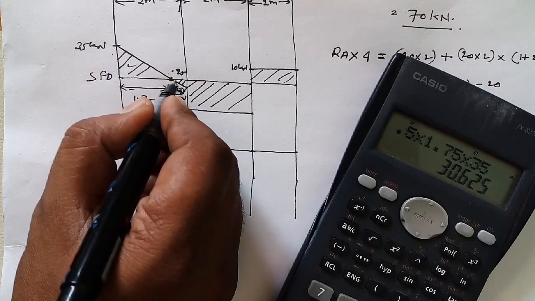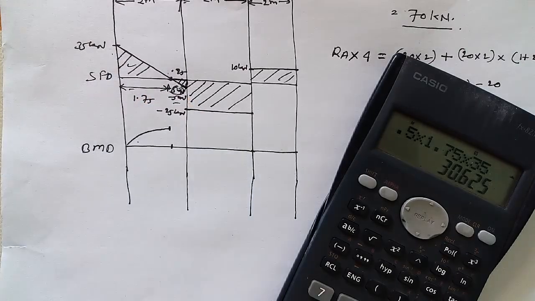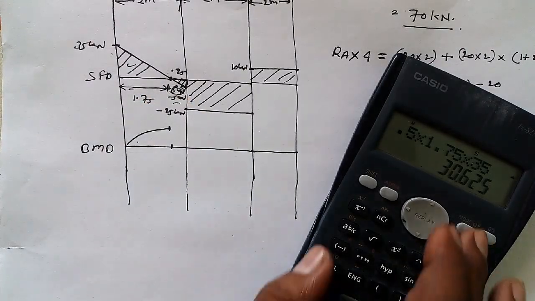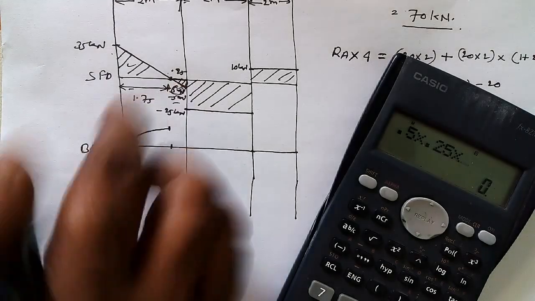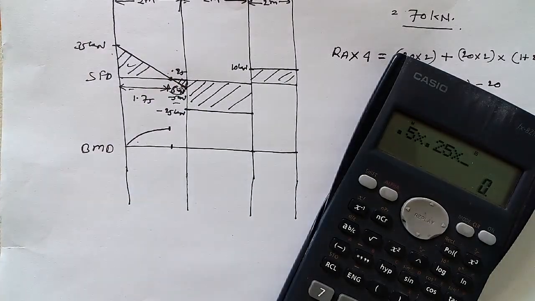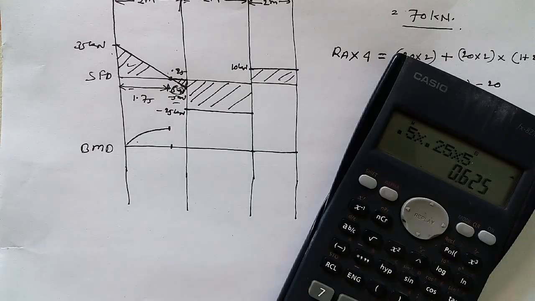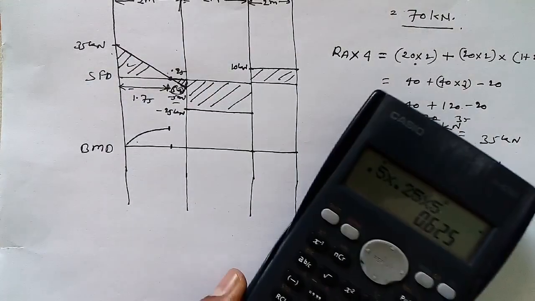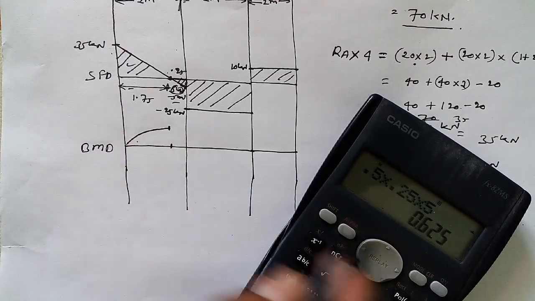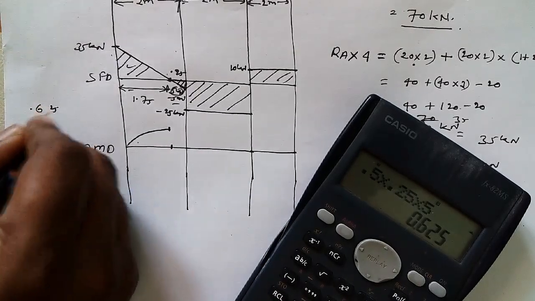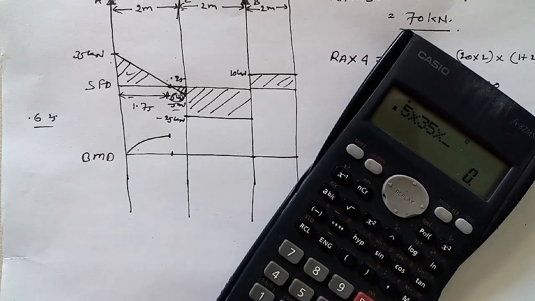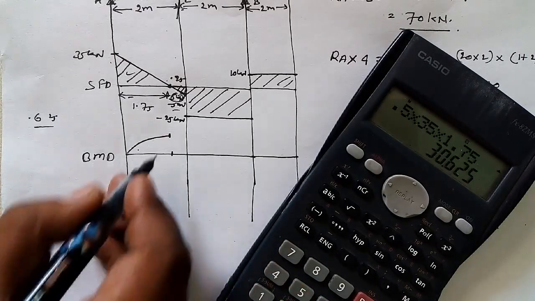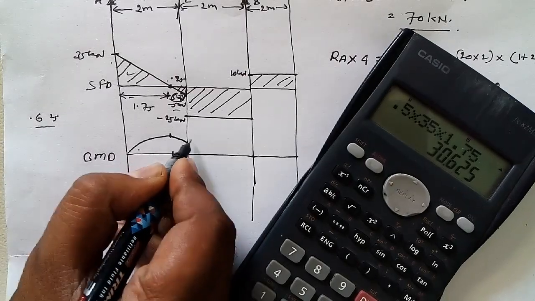Now I have to calculate the area of this triangle. The same formula I have to follow: 0.5 into 0.25 into this height, 5, so 0.625. And what we calculated earlier, 0.5 into 35 into 1.75, so the remaining would be how much? 30.